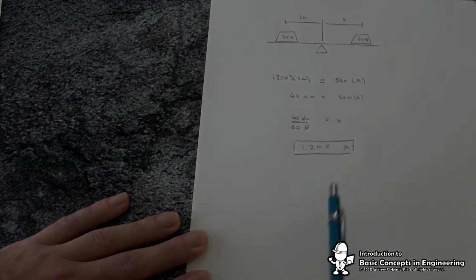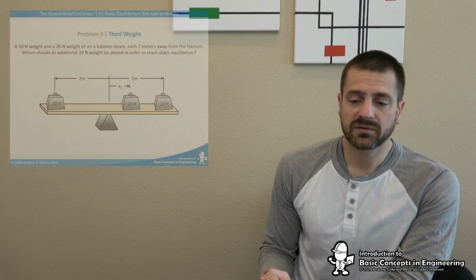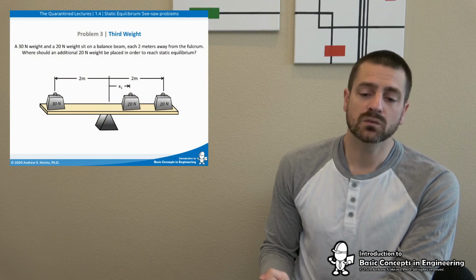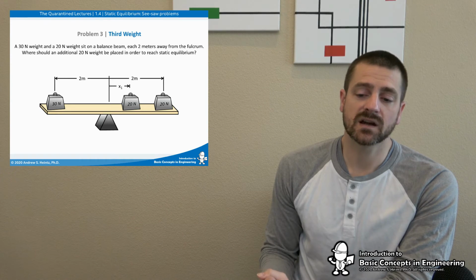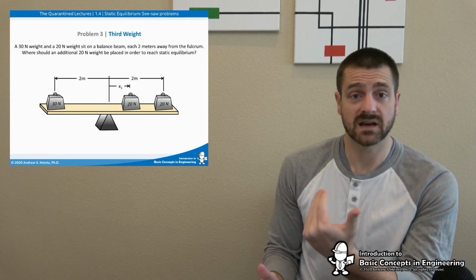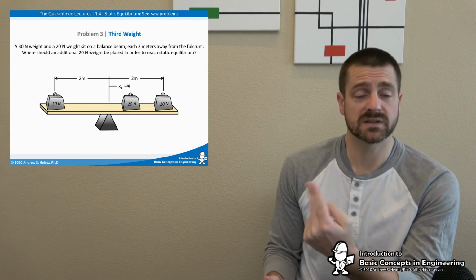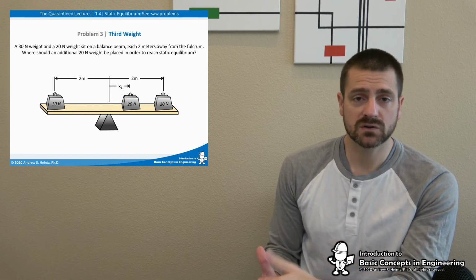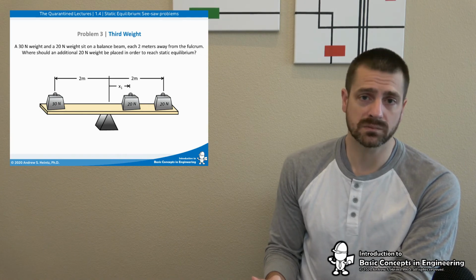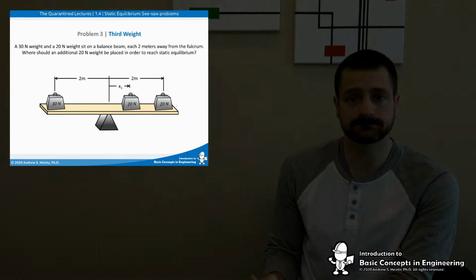In problem 3, our final problem today, we are adding a third weight. So we have a 30 Newton weight and a 20 Newton weight sitting on a balance beam, each 2 meters away from the fulcrum. Now we of course know that this is not balanced because we have the same distance but different weights. So what we're going to do is add an additional 20 Newton weight, but we need to know where it needs to be placed in order to reach static equilibrium.